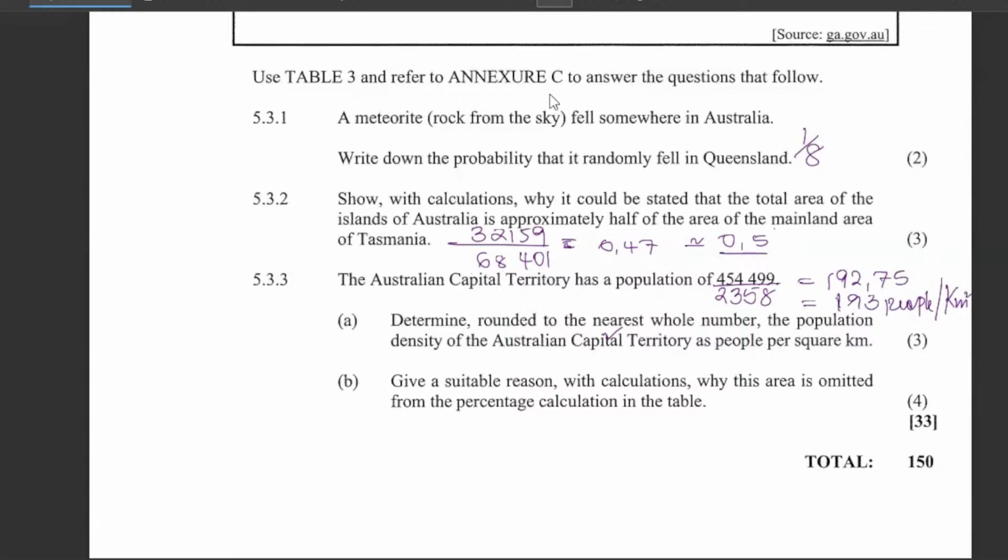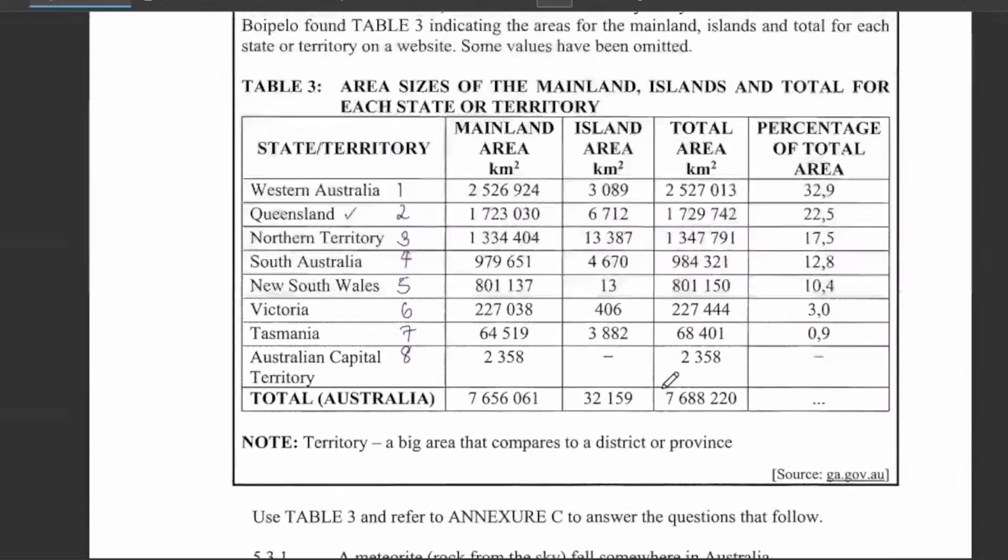Give a suitable reason why the calculation is omitted. It's because when you add these, they give you 100%. And the other reason is that this one is also too small, and it misses the island part of it.